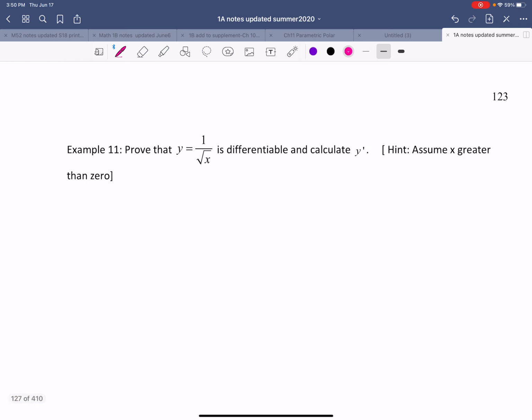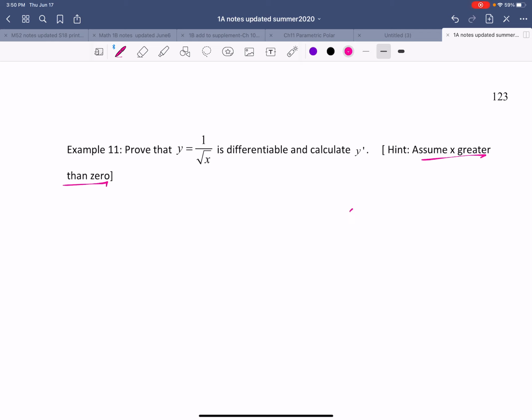Okay, let's see another example. Prove that y is equal to 1 over square root of x is differentiable, and calculate y prime. So assume that x is greater than 0. There's only one point where this can be troublesome, and that point is x equals 0. So 1 over square root of x.